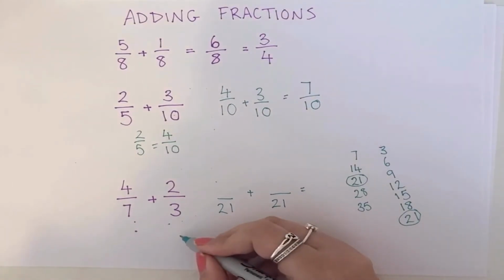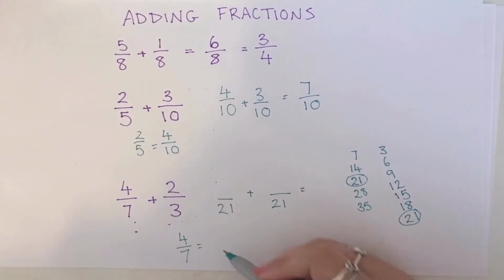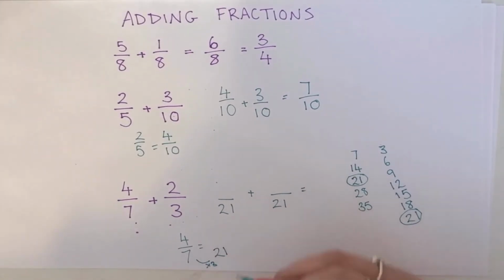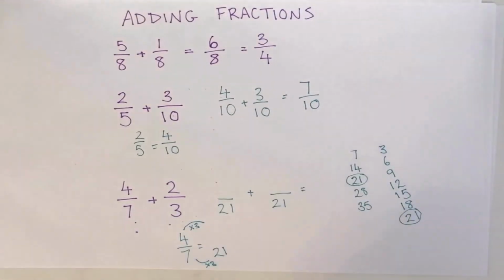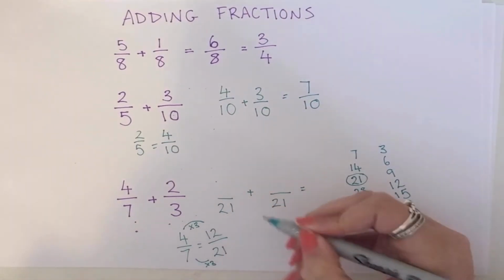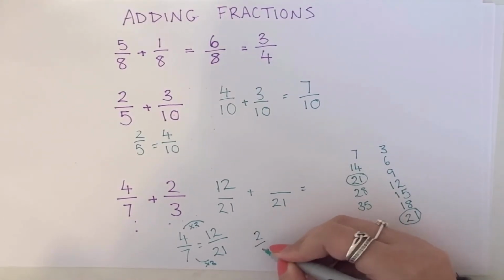So what do I need to do to 7 to get to 21? I need to multiply it by 3. So I'm going to do the same to my top number. The rule in fractions is whatever you do to the top, you do to the bottom and vice versa. So 4 times 3 will give me 12. So that's my first one. And then I've got 2/3.